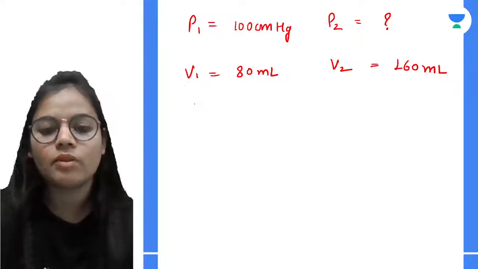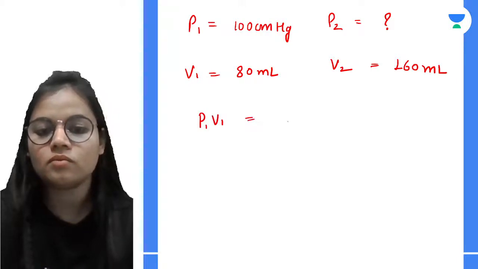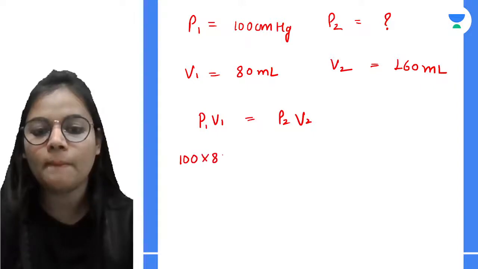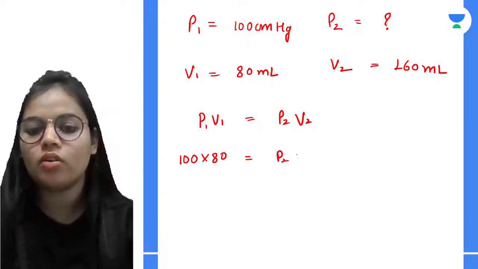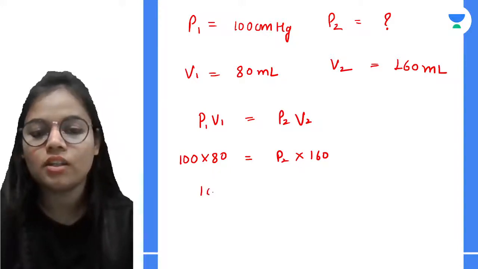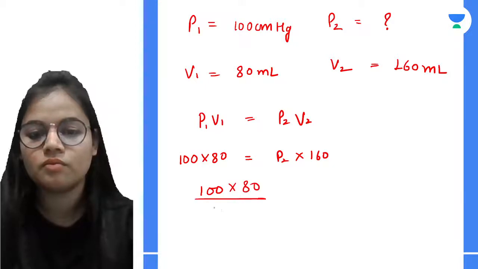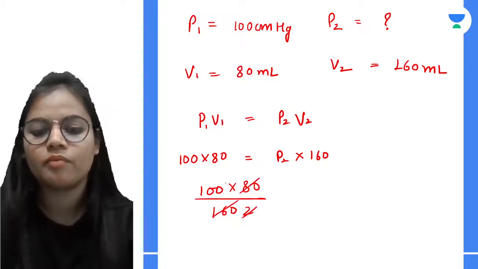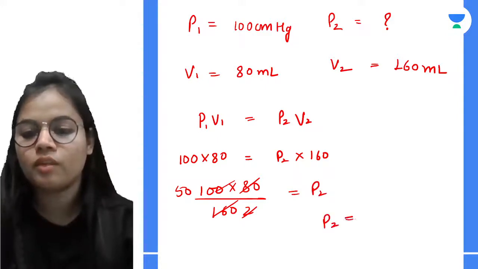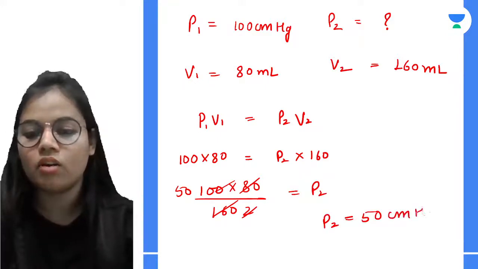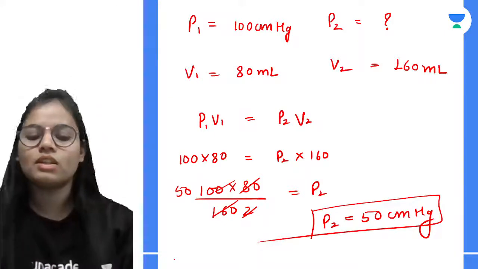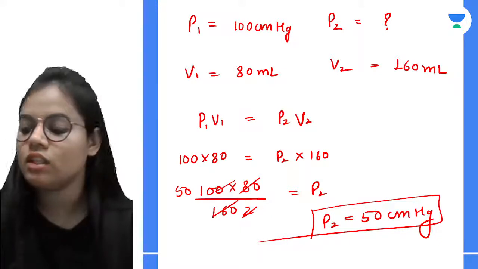Now let's apply this equation here. P1 is 100, V1 is 80, P2 we have to find out, and V2 is 160, right? Now on transferring, P2 is equal to 50 centimeter of mercury. I hope this question is very much clear. There is no confusion in it.